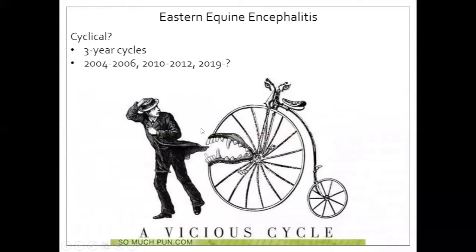The cycle of Triple E happens in these 3-year bursts, or at least that's what we predict based on the limited set of data that we have. So from 2004 to 2006, those were bad years. And then 2010 to 2012 were another set of bad years. And now we're seeing that last year was a bad year. So I would expect this year, in 2020 and 2021, for us also to see some pretty significant hits of Triple E in mosquitoes.